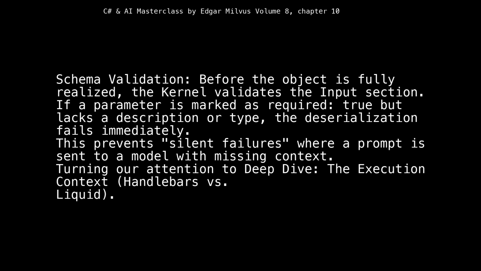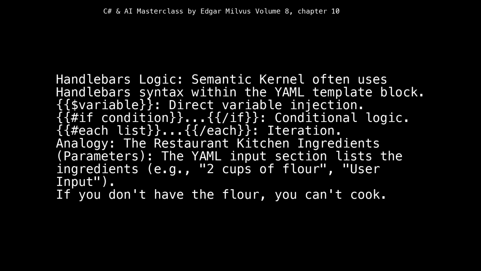Schema validation. Before the object is fully realized, the kernel validates the input section. If a parameter is marked as required: true but lacks a description or type, the deserialization fails immediately. This prevents silent failures where a prompt is sent to a model with missing context. Turning our attention to deep dive, the execution context, handlebars versus liquid. Handlebars logic. Semantic kernel often uses handlebars syntax within the YAML template block. $variable, direct variable injection. #if condition, /if, the conditional logic. #each list, /each, iteration.